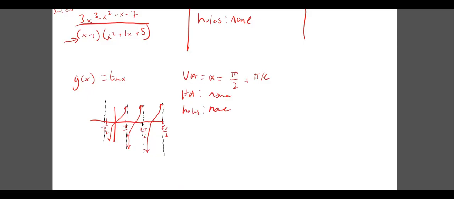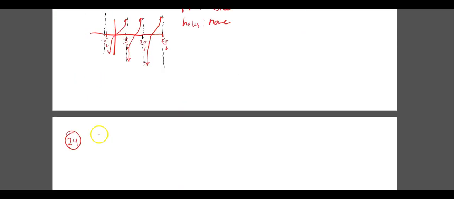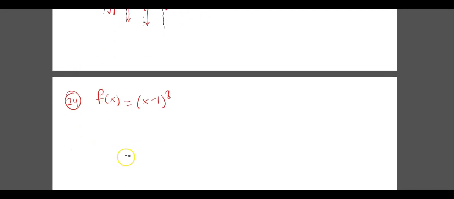All right. Let's see. We're not there yet. All right, we've got to find the slope. Number 24, f of x equals x minus 1 cubed. So remember to find the slope at x equals 2, that's the instantaneous slope. Whenever you're given one value, find the slope at x equals 2. That's the instantaneous.